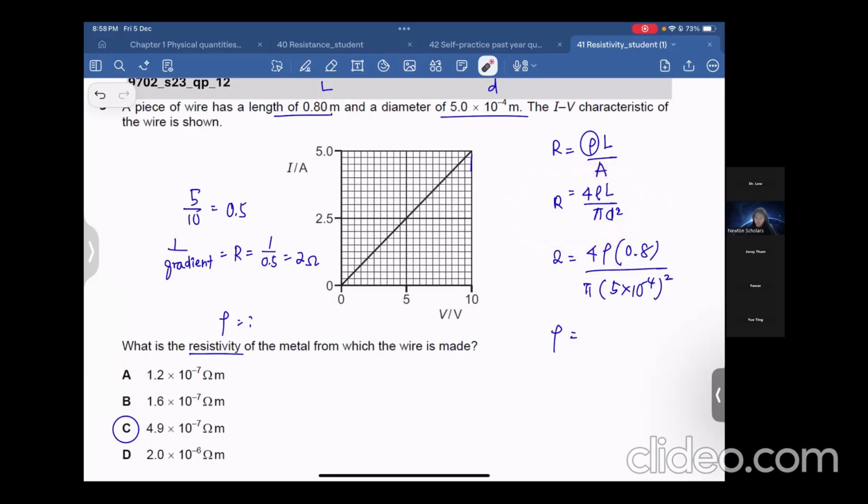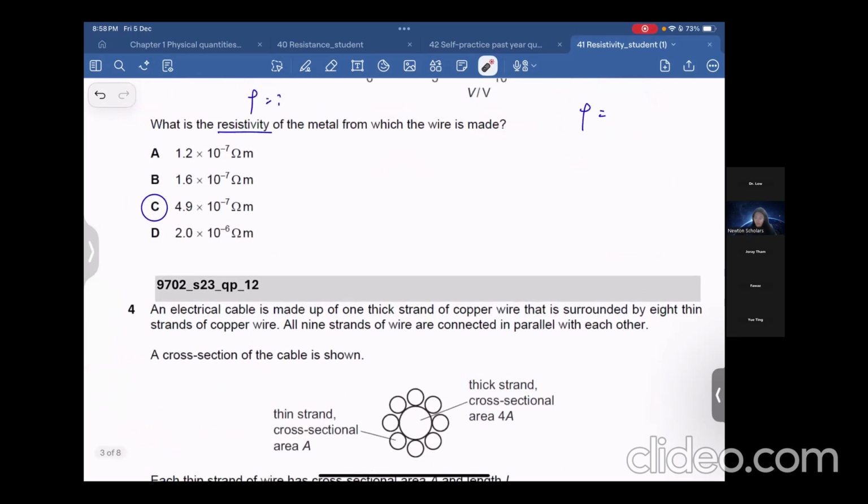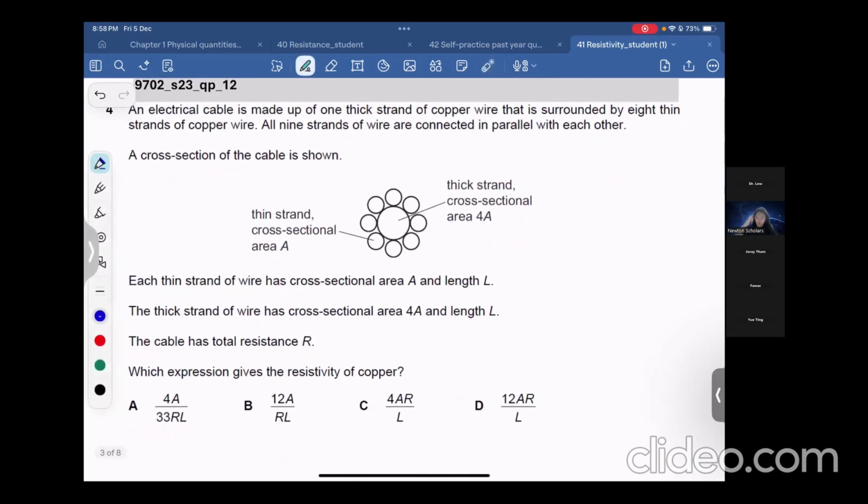Okay, so next, this question. This question has come out at least 2 times. I saw it in the past year questions. An electrical cable is made up of one thick string of copper wire that is surrounded by 8 thin strings. All 9 strings of the wire are connected in parallel.